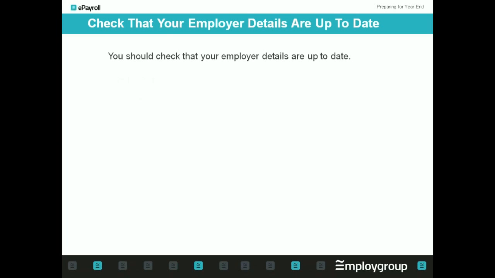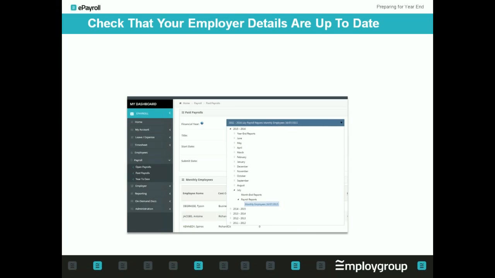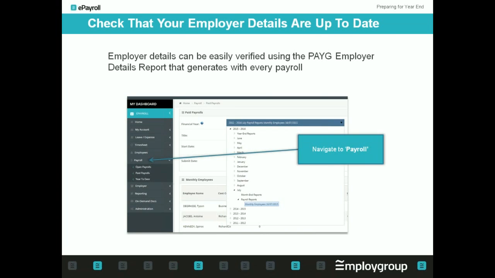When checking your employer details are up to date, you need to verify your employer name, your employer address, the phone and fax numbers. This information is all reported to the tax office. Also the employer ABN and payment summary signatory, as well as your industry code. All of that information goes to the ATO, so it's important that it's correct. Employer details can be easily verified using the PAYG Employer Details Report. That generates with every payroll right throughout the financial year, so you can check that at any time.